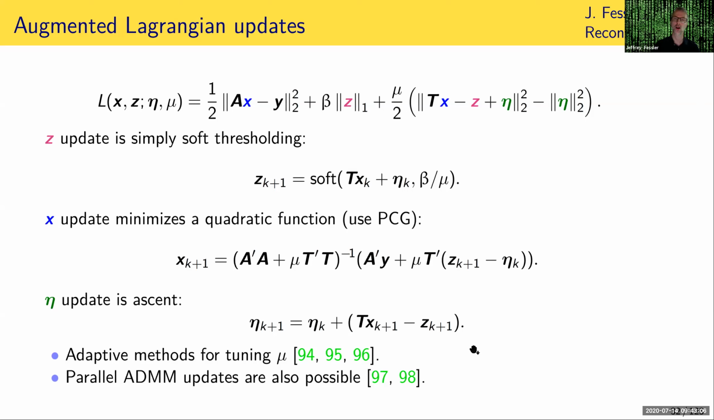So you've taken a hard optimization problem and manipulated it to get a sequence of 3 different easy updates that you cycle through.